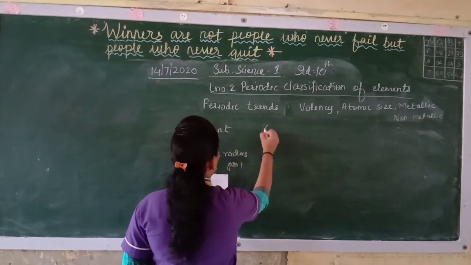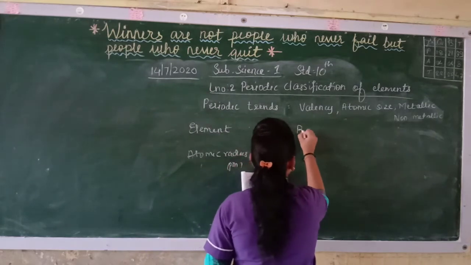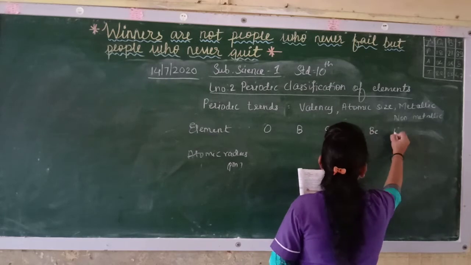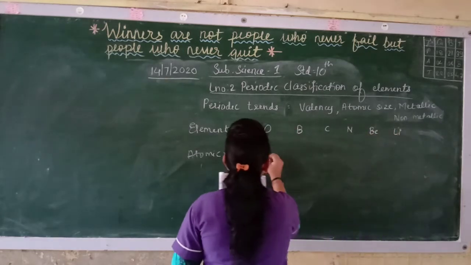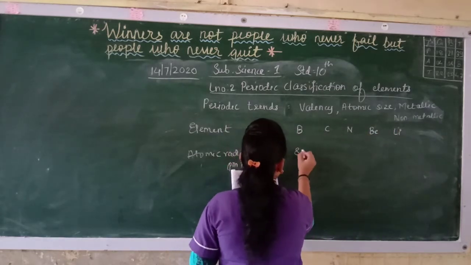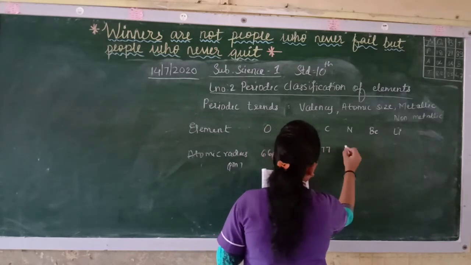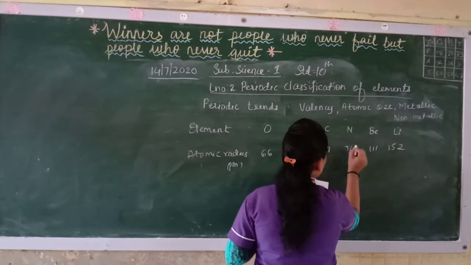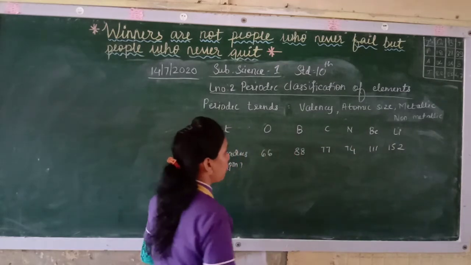Now see the elements: oxygen, boron, carbon, nitrogen, beryllium and lithium. If you see here, for oxygen it is 66, then 88, 77, 74, 111 and 152. This is there on page number 25.